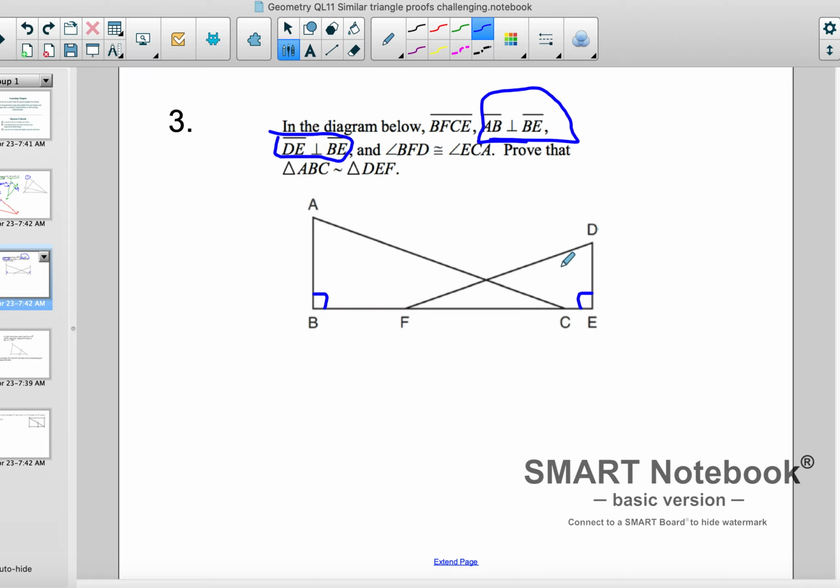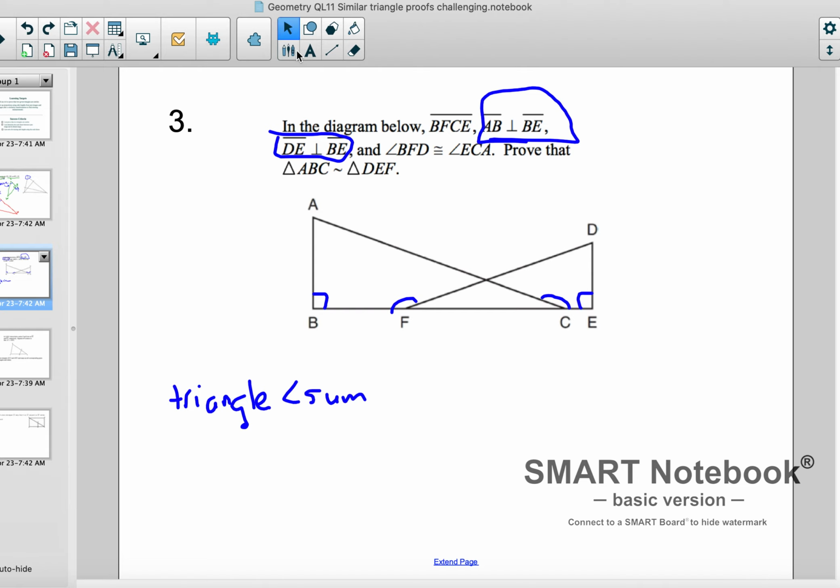They say BFD here is congruent to which angle? ECA here. Okay, so that's not really giving us an angle. But what you do know is the triangle angle sum theorem. I'm sorry, we don't want to use the triangle angle sum theorem. I mean, you can, but we don't want to use that.